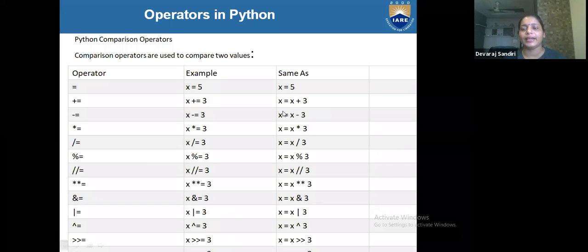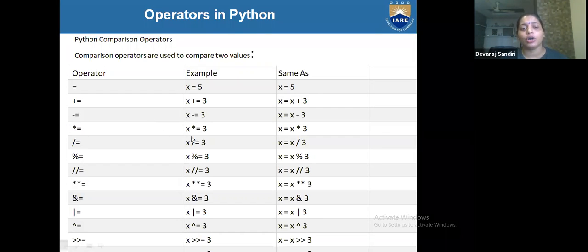If you declare x equals 5, then x plus equals 3 means that x will be added plus 3. 5 plus 3, 8 will come. So you can write x plus equals 3, or you can write x equals x plus 3. Both are equal. Minus equals: x minus equals 3. If you declare x equals 5, you may write x minus equals 3 or x equals x minus 3. Both are the same.